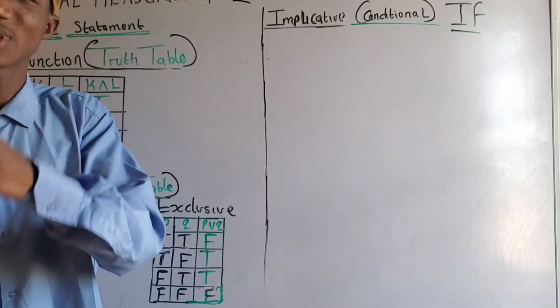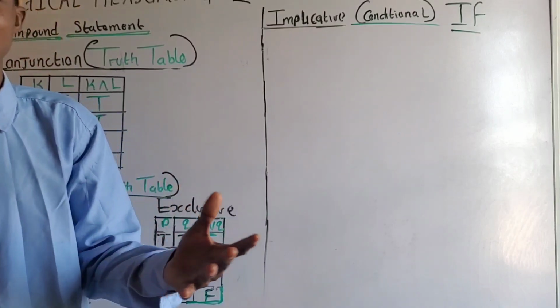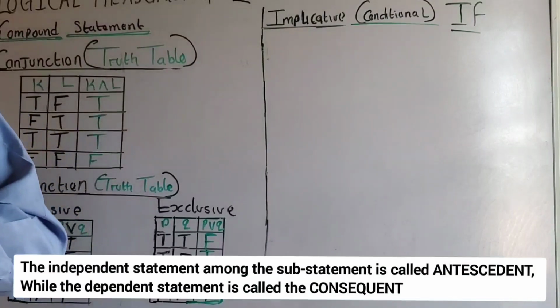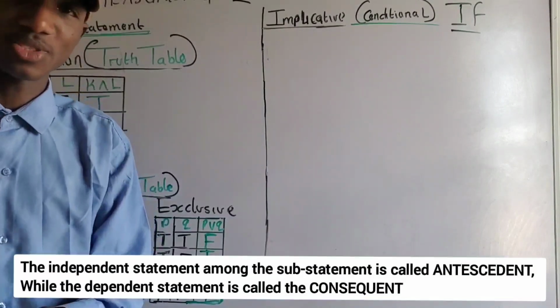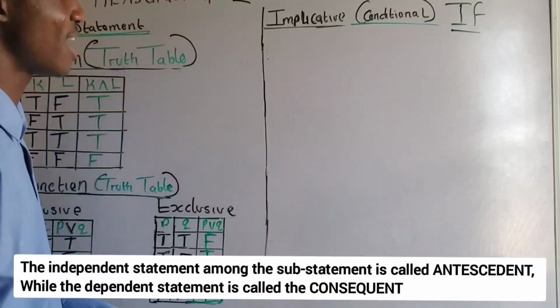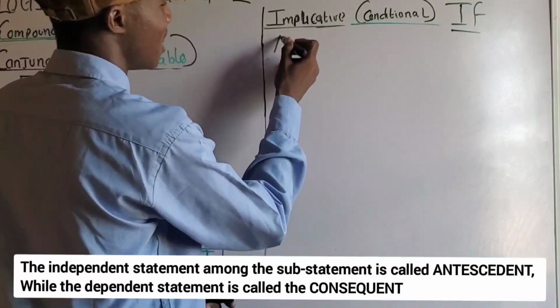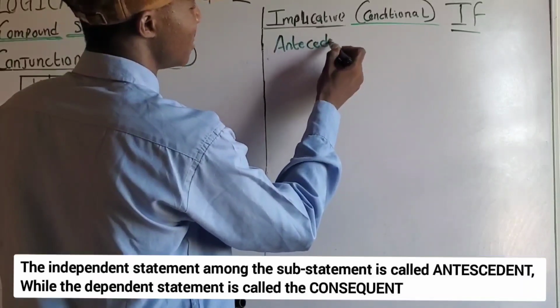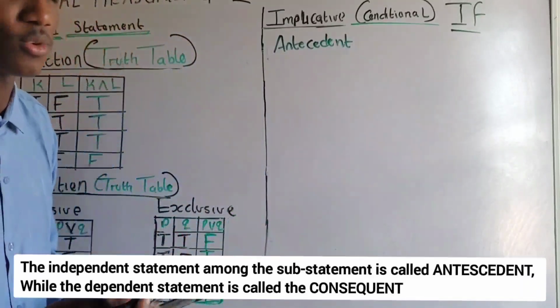You can see now, so one statement depends on the other. You can cite as many examples. Are you getting what I'm trying to say? Now, please, I want you to pay attention. The statement that is antecedent is what we call the first statement. You understand? The first statement is the statement that the second statement depends on. It is called antecedent.